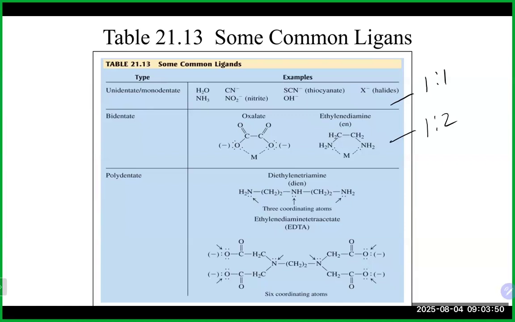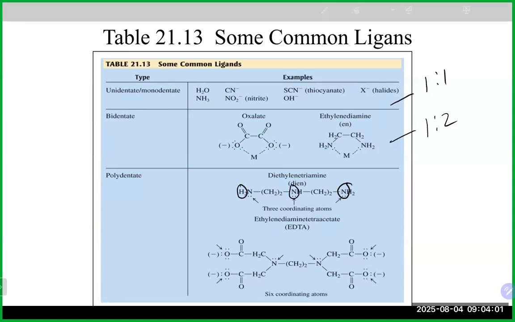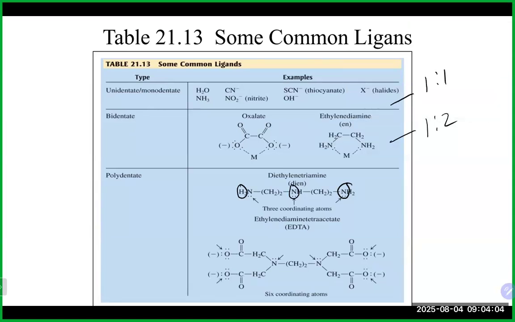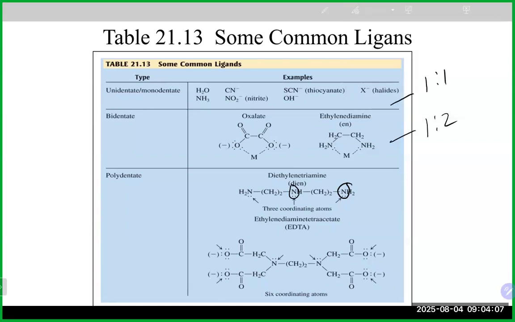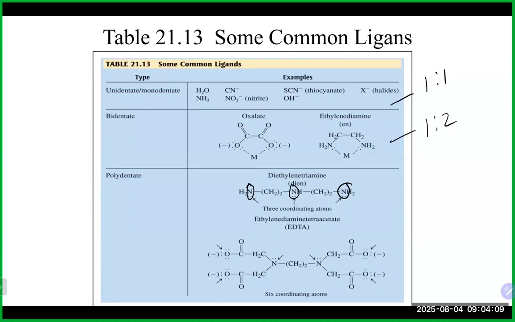And here's diethylenetriamine. Triamine means amines, the NH2s. So it has 1, 2, and 3 places. I totally circled the wrong one there. Let's go with the nitrogen on that end. In this case, this one would be able to attach in 3 places per molecule, each at a nitrogen, which has the non-bonding electrons. So for every one of those, you would count 3 for the coordination number.